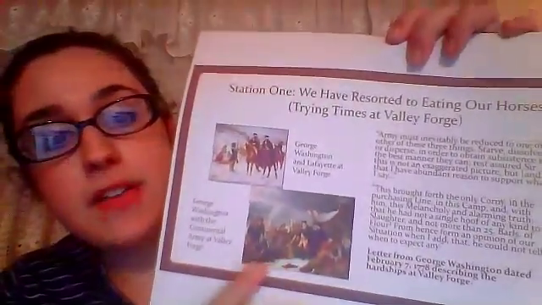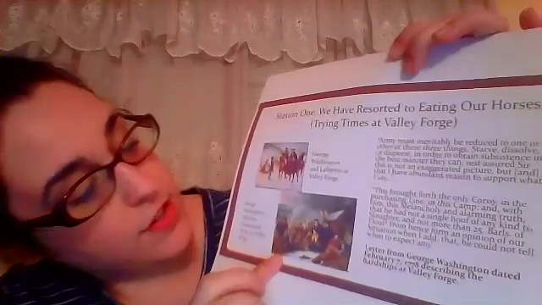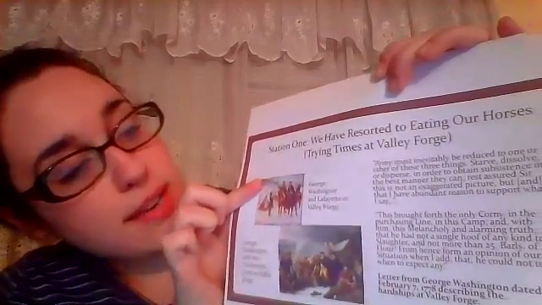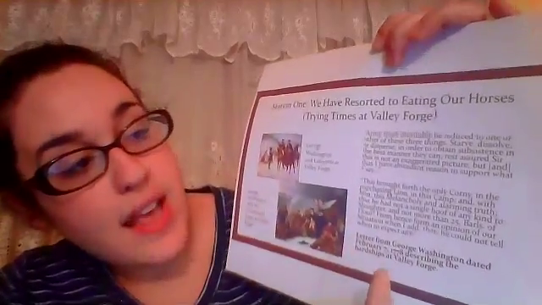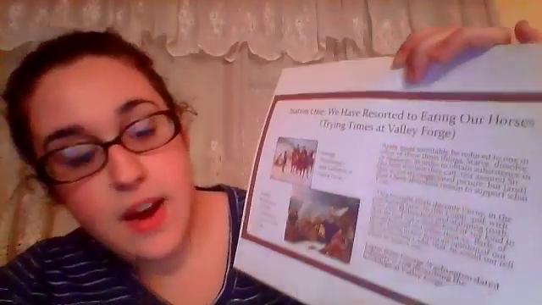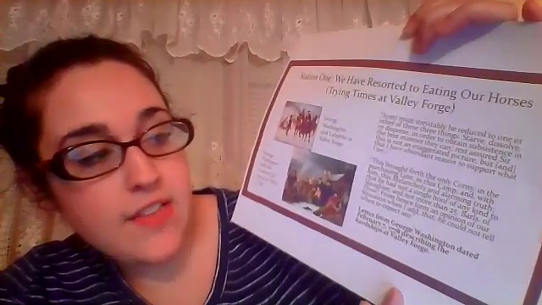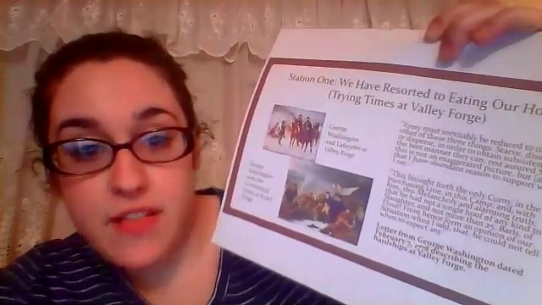So there are 2 pictures, which are pictures of Valley Forge. The first is George Washington at Valley Forge. This is George Washington and Lafayette at Valley Forge. And these paragraphs over here are letters from George Washington dated February 7, 1778, describing hardships at Valley Forge.